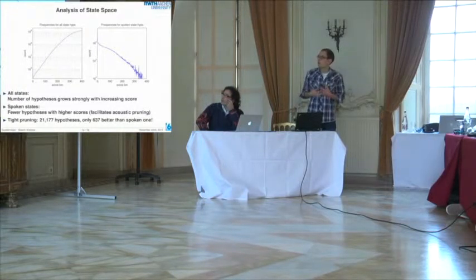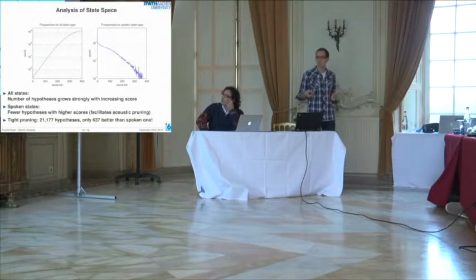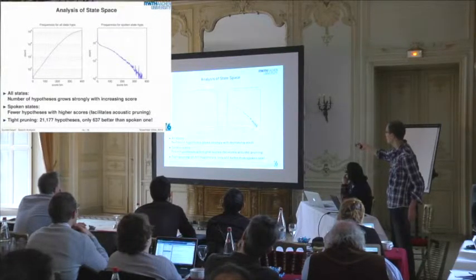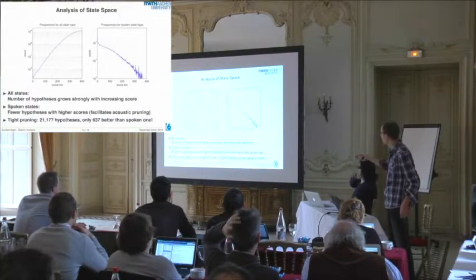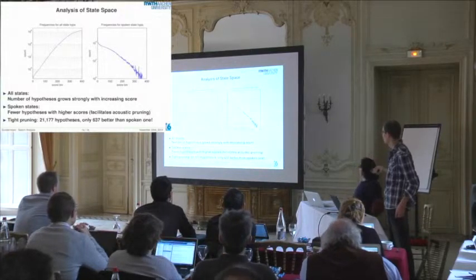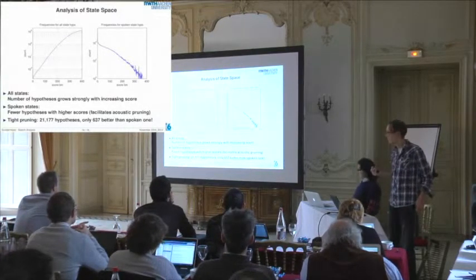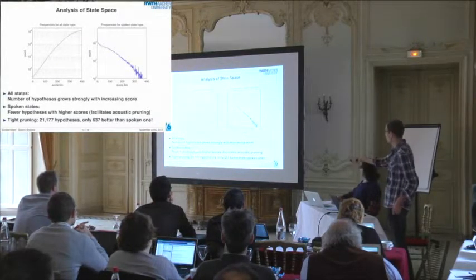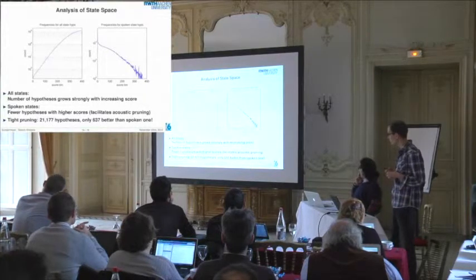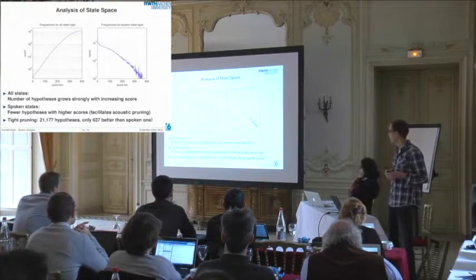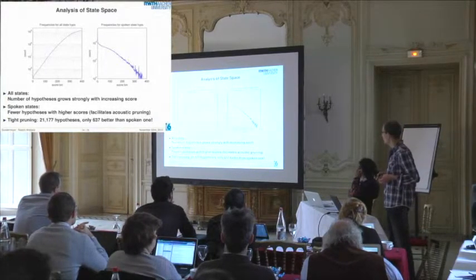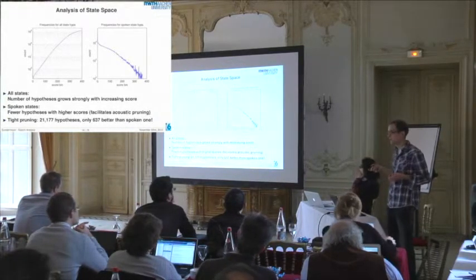And on the right, we see the behavior for the spoken state sequences. And this is actually good news, because we see that the vast majority of them have a score of 0, and it exponentially decreases with increasing scores. So really, most of the time, the score of the spoken state hypothesis is really good. And I think what is quite interesting here is that even if we do a tight pruning, we would end up having around 21,000 hypotheses after pruning, but only 637 on average are better than the spoken one.